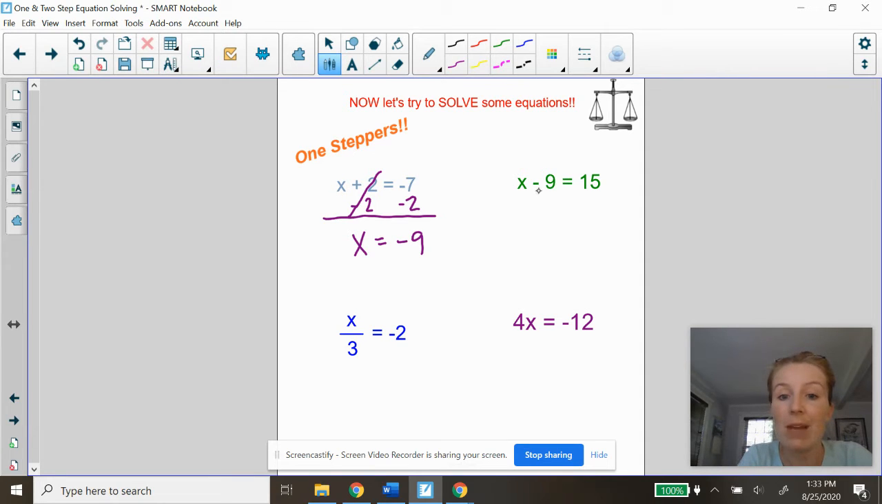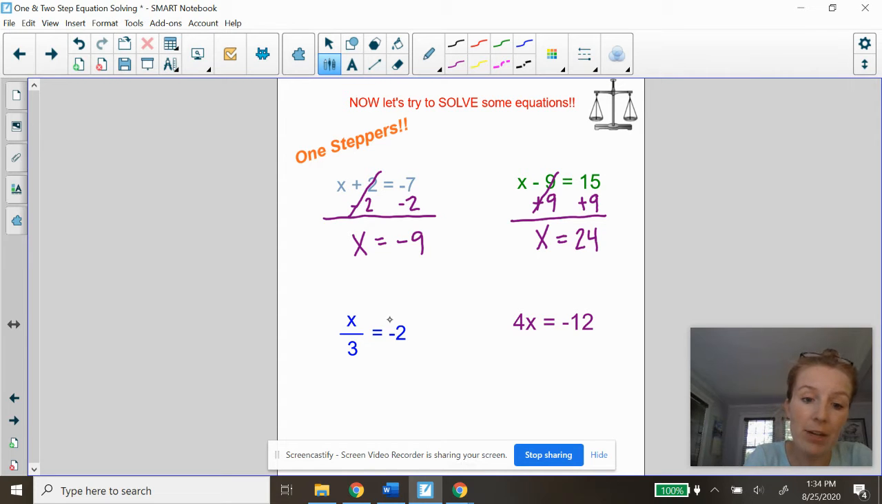Moving on. Here we have 9 that's attached to the x by subtraction. Well, we know that addition will undo subtraction, and so I'm going to add 9. I want to get rid of this 9 so that I'm able to isolate my x. In doing so, this will cancel out, and I'll be left with just x. Thinking about, remember, -9 plus 9 is 0, so that works. I need to keep it balanced, so I'm going to add 9 to the other side, which is going to result in an answer of +24.